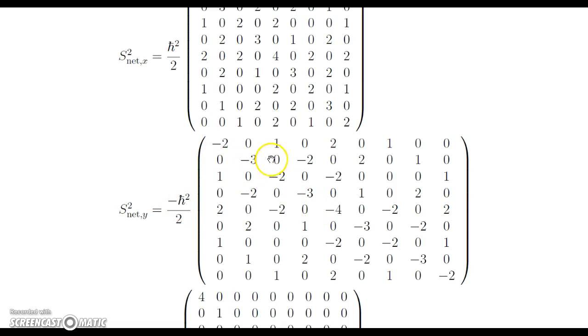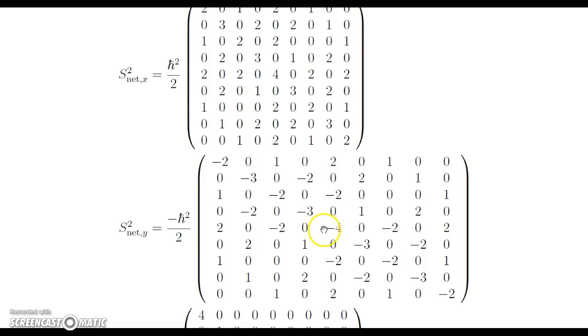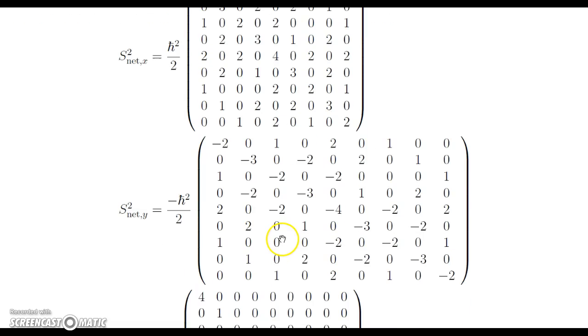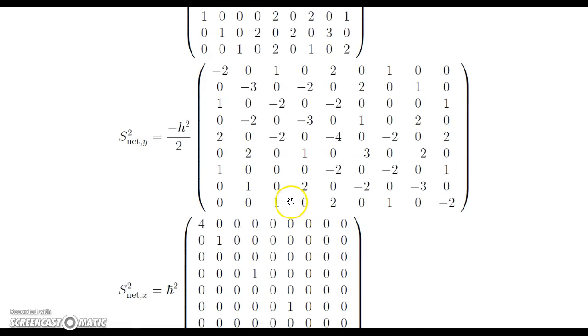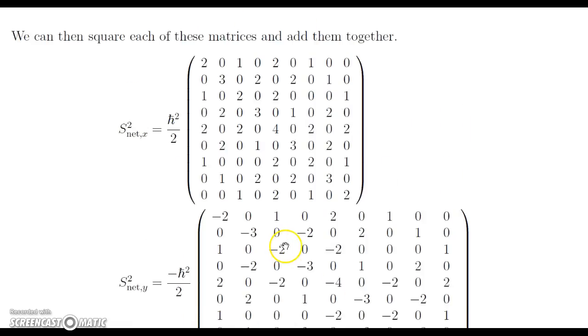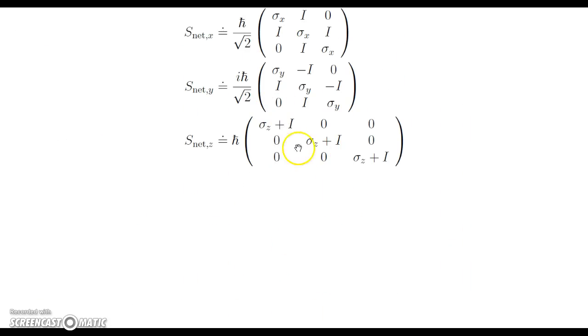But now we just have these entries on the diagonal and really close to the diagonal. We have them all negative now. However, in absolute value, these two matrices are the same. And we expect to get a diagonal matrix when we square this because it's just going to be all the entries squared.